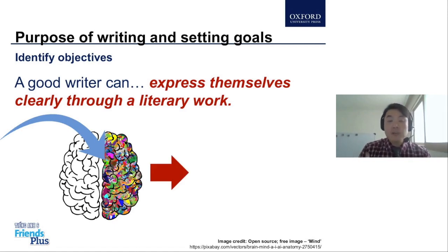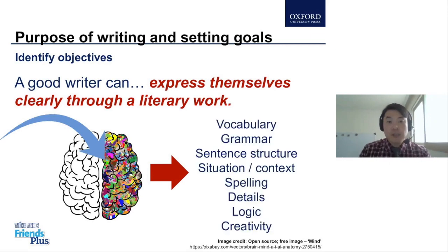But the hard part is, during this production, during this expression, there are so many other skills we are expecting our students to process, not just vocabulary, grammar and sentence structure. Students also have to process the situation. We have to look at spelling and details. We also demand our students to be logical and creative. So there are a lot of expectations for our young learners to produce this type of expression in a literary work. In their minds, not only do they have to get all the inputs, but they are now expected to express it clearly, and to be honest, that is a very, very difficult task.